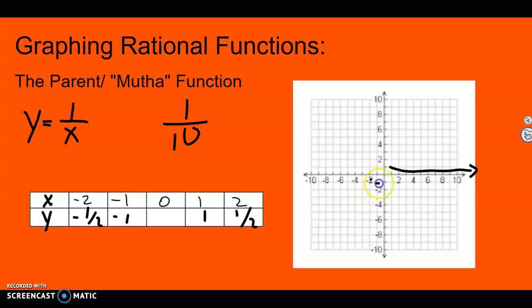And the same thing will happen in the negatives. As you continue to plug in negative numbers, we'll get closer and closer and closer to that x-axis without actually touching it.